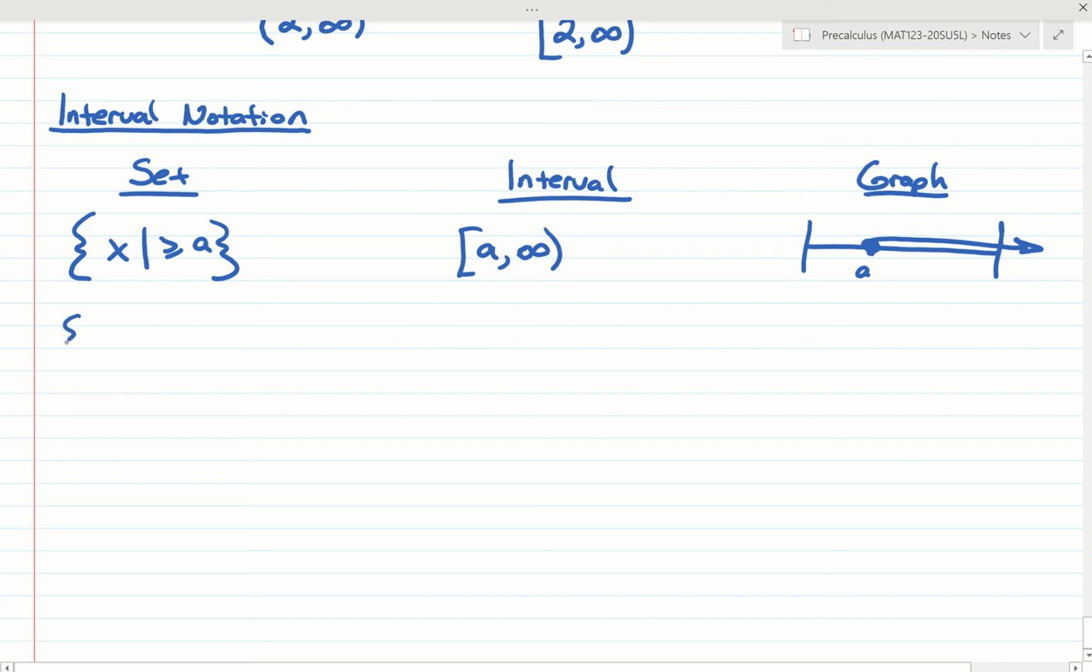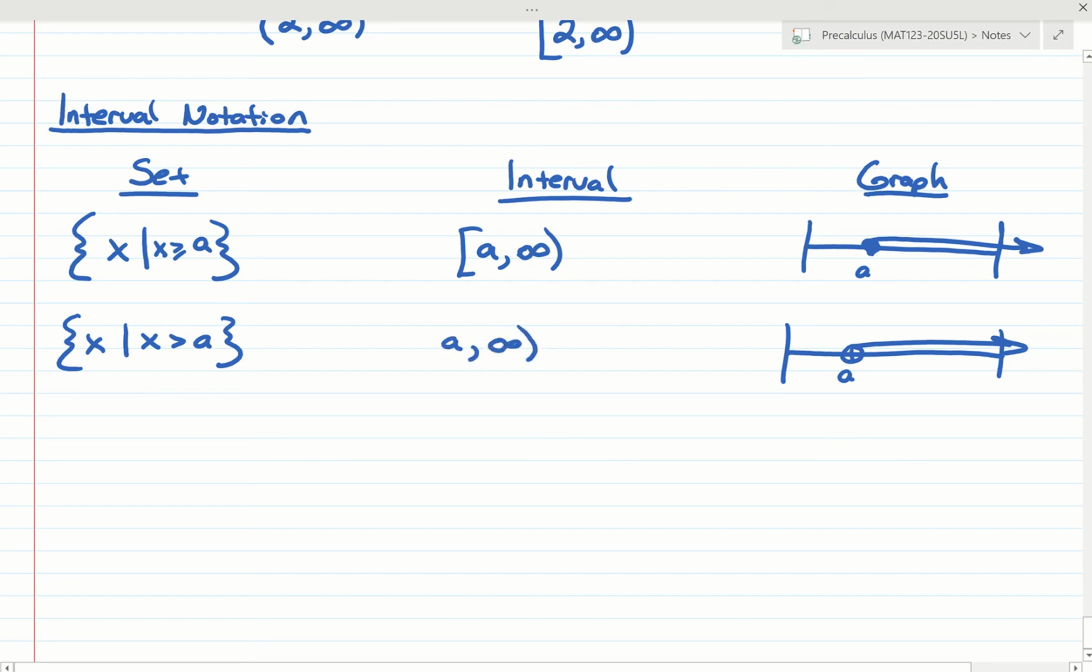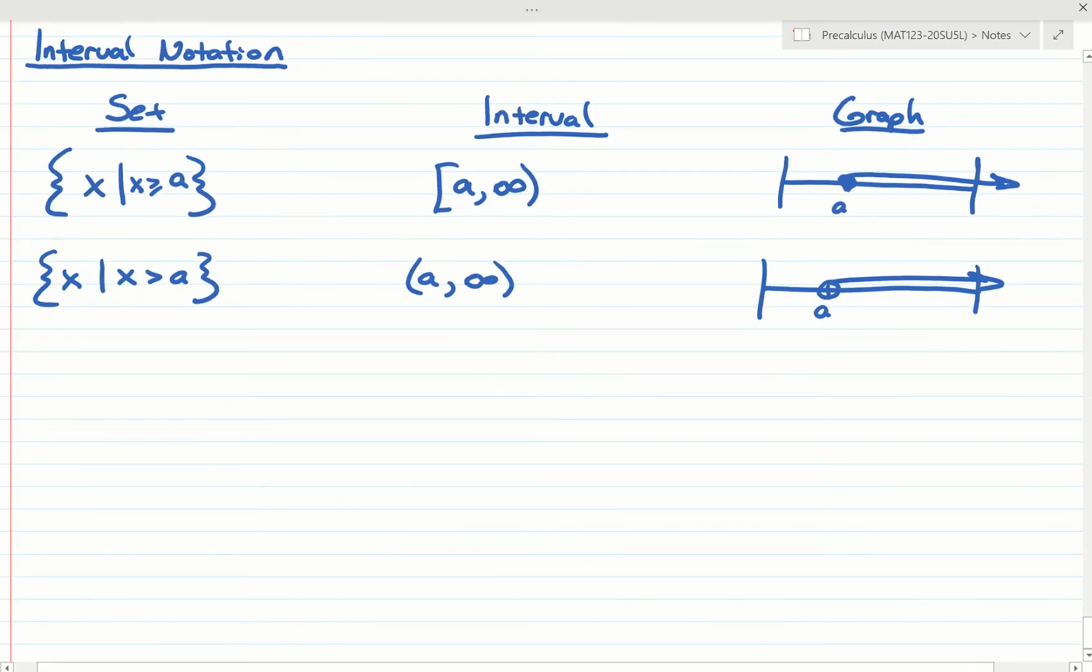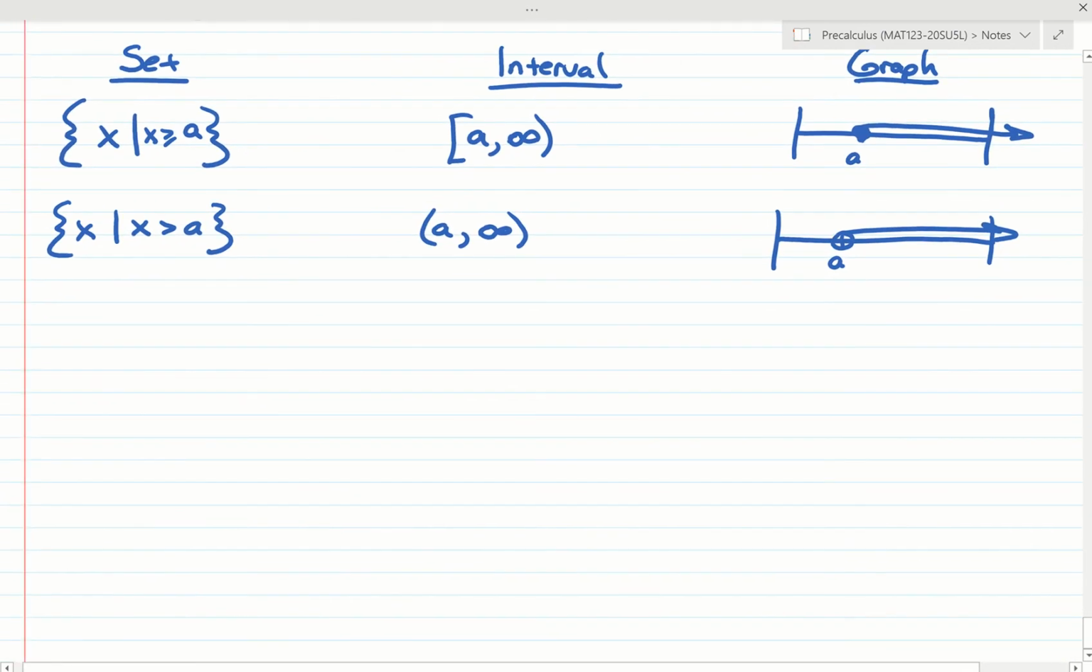Next, we're going to talk about all x's such that x is greater than a. Actually I should have included an x over here, so x is greater than or equal to a here. Now, as far as what that graph looks like, we know that we'll find a, put an open circle, and go to the right. The left side would be a, the right side is infinity. So if we're not going to include a, we put a parentheses there.